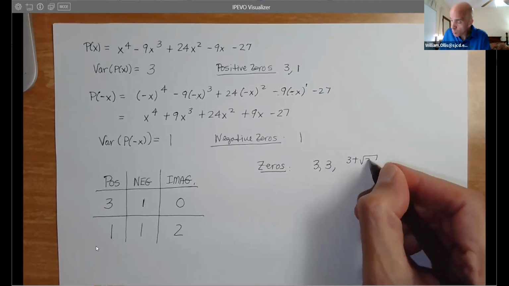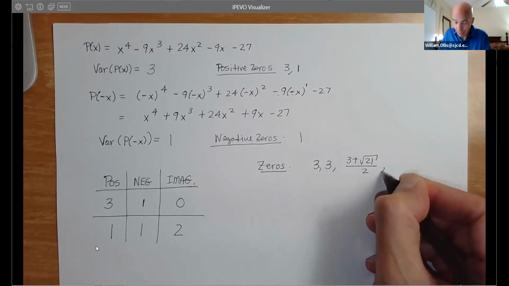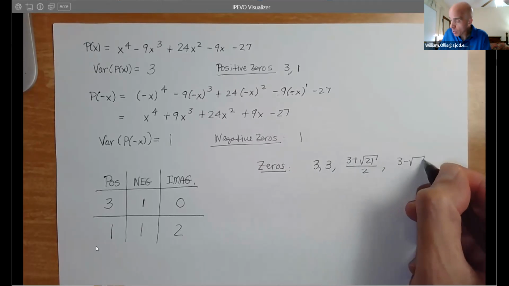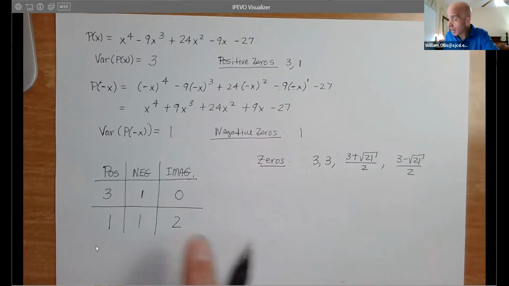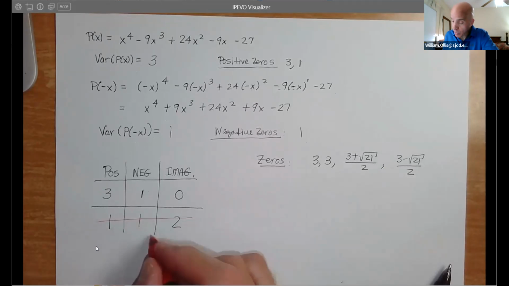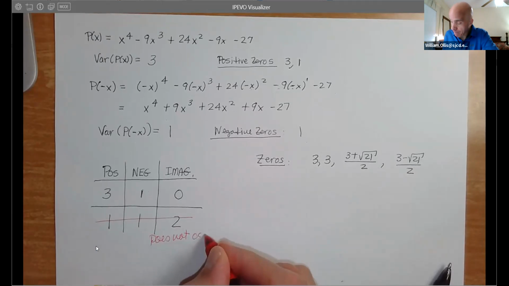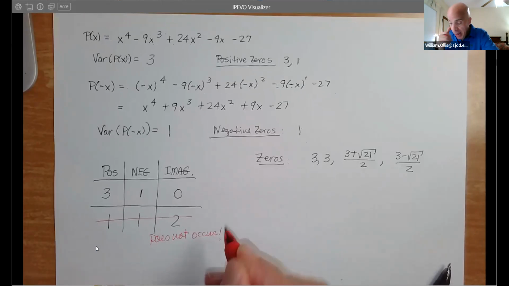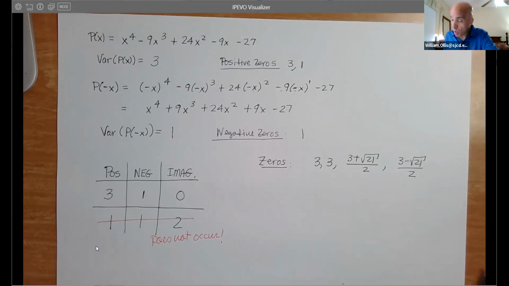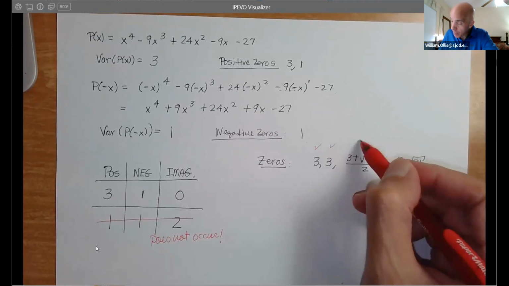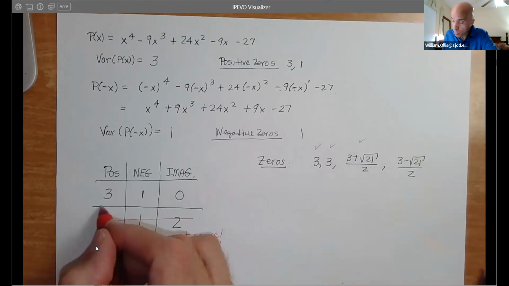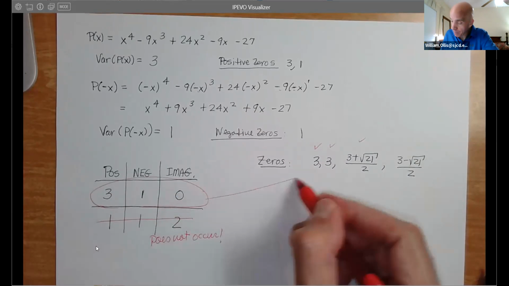Plus square root 21 over 2, and 3 minus square root 21 over 2. Well, we don't have any imaginary, so this one does not occur. But the only other one is the one that actually does occur. We have 3 positives right there and 1 negative. So this one is what happens right there.